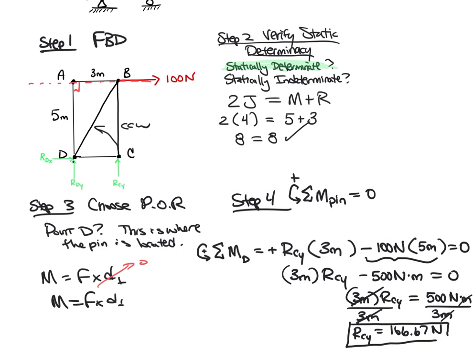So what does that tell me about my assumption for RCY earlier? It was a correct assumption. I assumed that RCY was up because I said that's just the process we follow. We're always going to assume positive directions. So we assume positive Y, and the physics said, dudette, you're right. Okay, it was up, 166.67. Okay, so there's step 4 of solving for external forces on a truss.